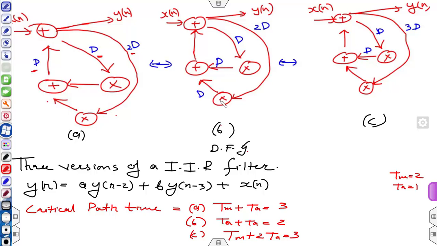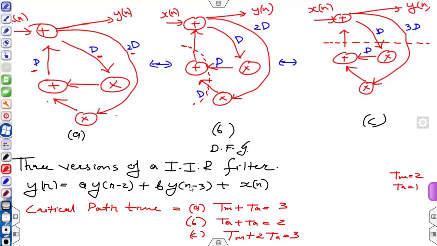So in this graph, this was the cut set, and we have performed the rearrangements of delay elements along this cut set. And in this graph, this was the cut set that we have chosen to rearrange the delay elements.